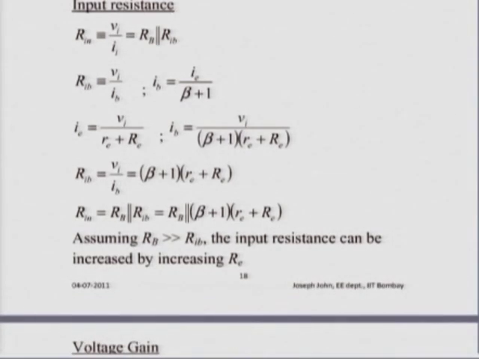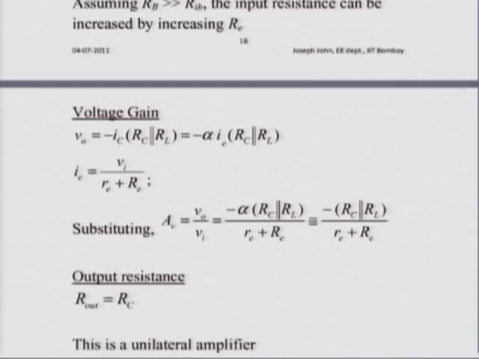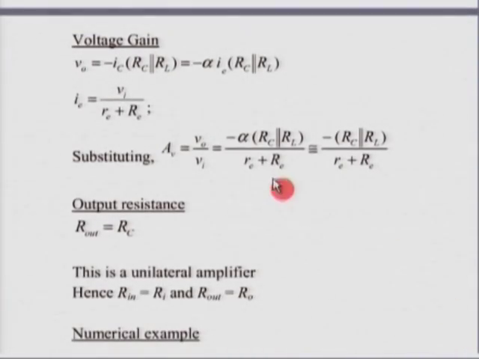So, the input resistance of a common emitter amplifier without an emitter bypass capacitor would be very high. Let us look at the voltage gain. Now, the voltage gain in this case would be V naught equals minus IC into RC parallel RL.